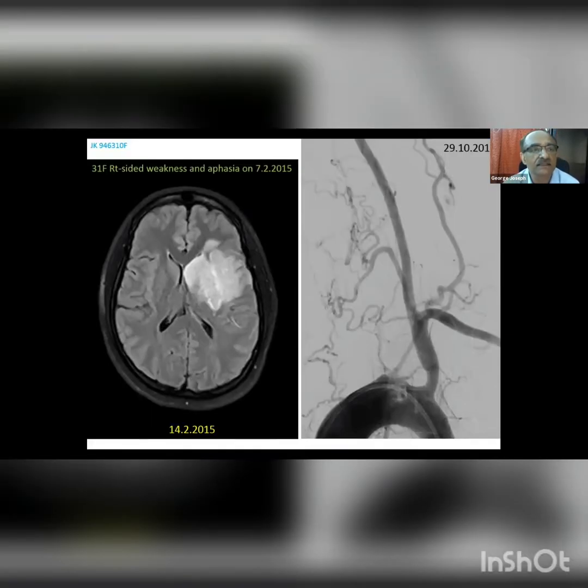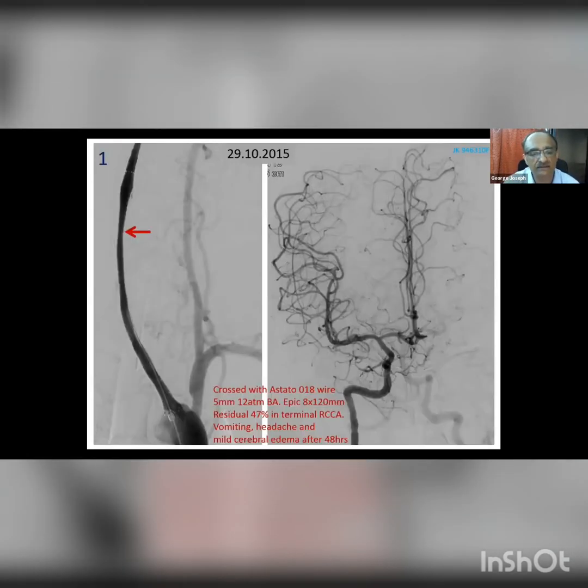So this is a 31-year-old lady who came to us with right-sided weakness and aphasia, which she had developed in February of 2015. That's the imaging showing a large left middle cerebral artery territory infarction. On the right is the angiogram that we did, and she had occluded innominate and left common carotid arteries, and she essentially had only one supply to the brain, the left vertebral artery, and a patent left subclavian artery.